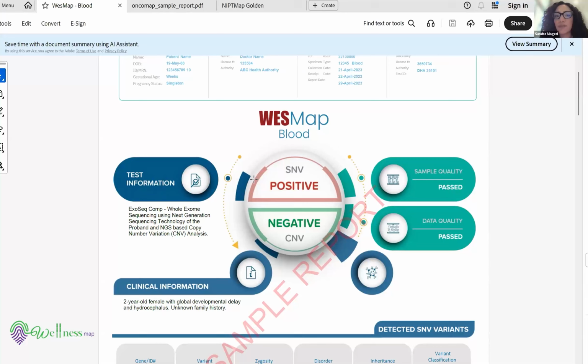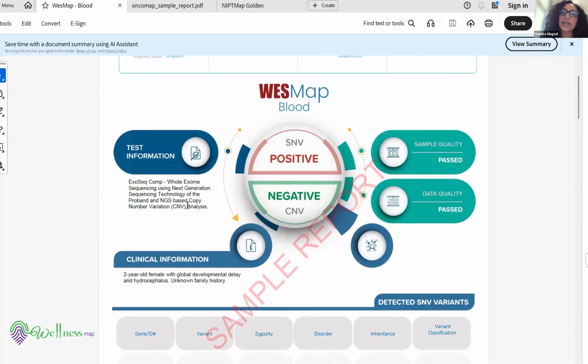So we can see, first of all, on the right-hand side here, the sample quality and the data quality. If we have the sample quality as passed and the data quality as passed, this means that our whole exome sequencing is reliable, because we had enough DNA that we were able to sequence using our next generation sequencing. Then on the left-hand side, we have the test information. So what is the exome sequencing that we've done? Here we can see that we've done the whole exome sequencing along with the CNV, which is the copy number variation, which we're going to explain in a minute.